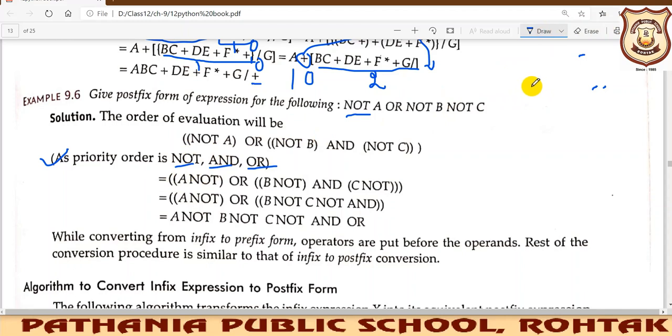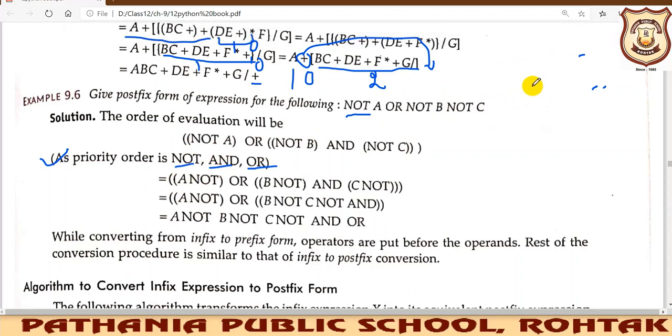One more thing I just want to add. This not is actually a unary operator. Like we are writing a plus b, it is a binary operator. A minus b is a binary operator. Why binary? Because for this particular operator we need two operands, a is also required, b is also required. Similarly for division, multiplication and subtraction we need two operands, but for not we need only one operand, means not a, only one operand is required. So you will not need another operand for it.